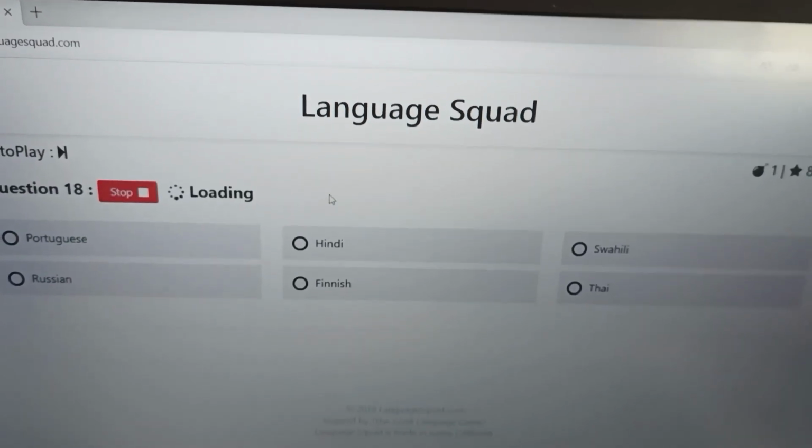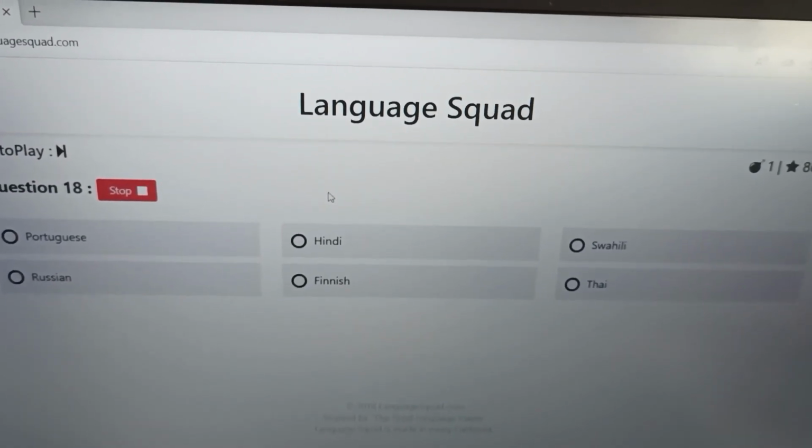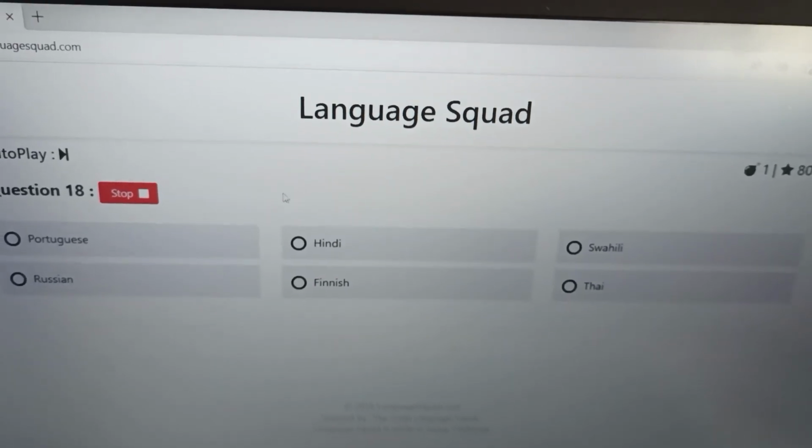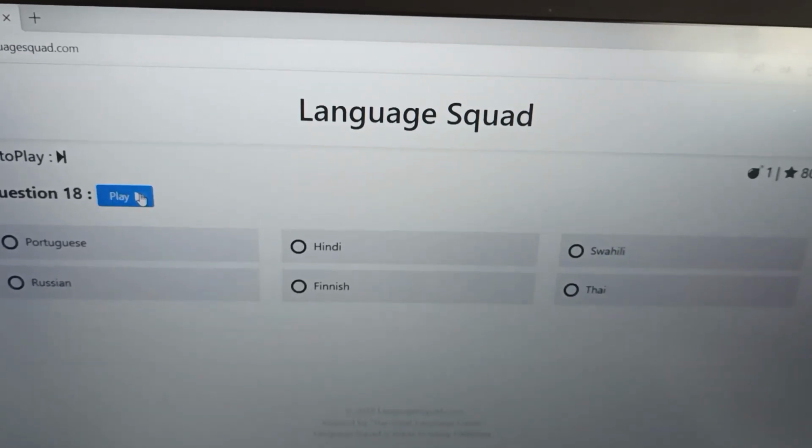Ambapo baadhi ya mawaziri wamelazimika kujiondoa kwenye serikali ili kutoa nafasi.